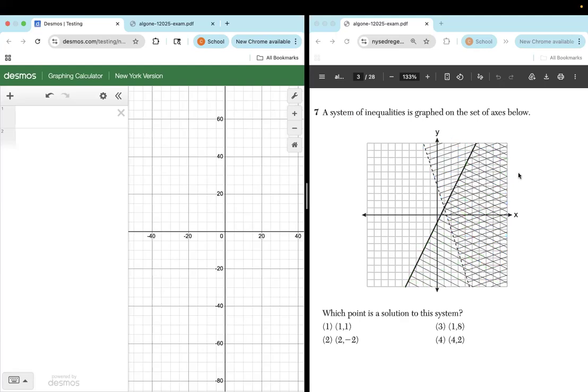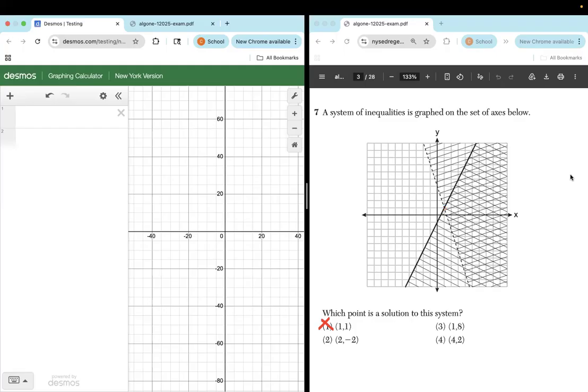So let's look at choice 1. The point 1, 1 would be right here. Now, that point is on a dashed line, so it cannot be a solution to the inequality that has the dashed line. So no, it's not choice 1. But that's a very common wrong answer. Just remember, if the point's on a dashed line, it's not a solution. So it's not choice 1.